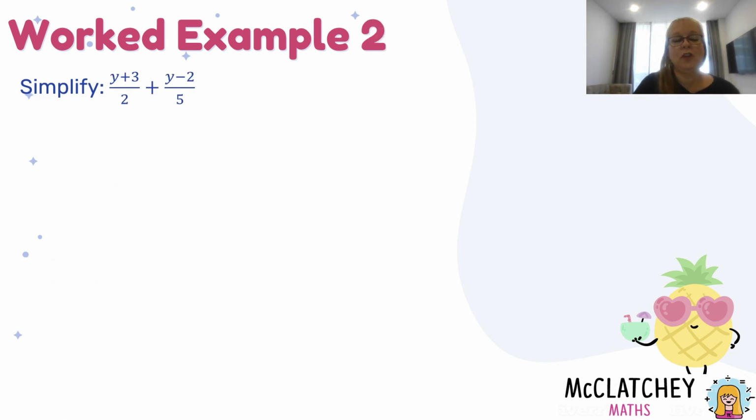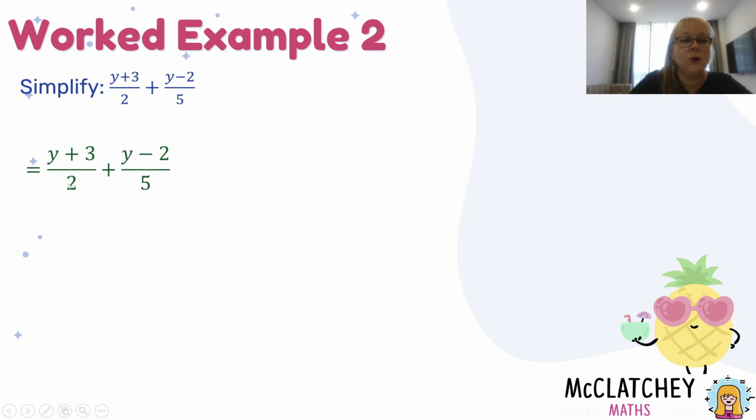Okay, worked example 2. We've now got some slightly more complicated fractions, and you'll notice that this fraction does not divide nicely into that fraction. 2 does not go nicely into 5. We need a different common denominator this time. So I'm going to write that a little bit bigger underneath so that I can start working with it.